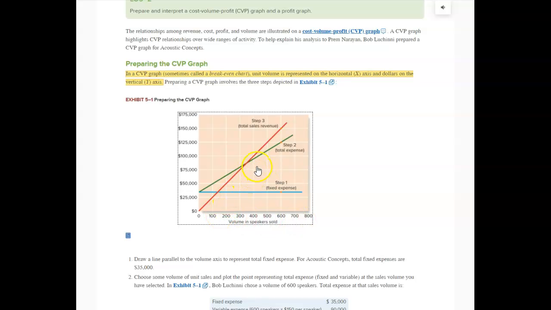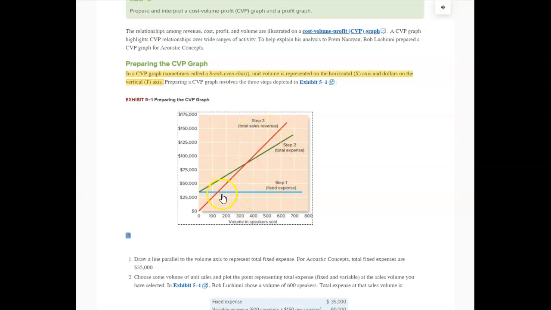Now plot the total expense line. So what we're going to do is place the variable cost on top of the fixed cost all through here. So make sure you know that this is not called the variable cost line. This is the total cost line. We're placing, yes, variable cost on top of fixed cost, but then that gives us total cost. So at 0 units, our total cost is our fixed cost. And as you sell more units, our variable cost will keep going up.